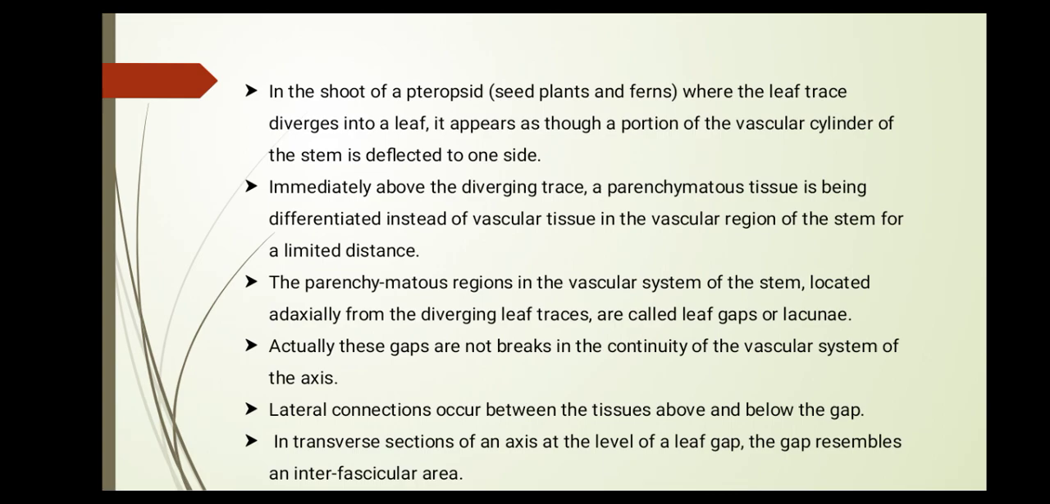In shoots of seed plants and ferns, where the leaf trace diverges into a leaf, it appears as though a portion of the vascular cylinder of the stem is deflected to one side. Immediately above the diverging trace, parenchymatous tissue is differentiated instead of vascular tissue in the vascular region of the stem for a limited distance. A parenchymatous region in the vascular system of the stem located directly above the diverging leaf traces is called a leaf gap or lacuna.